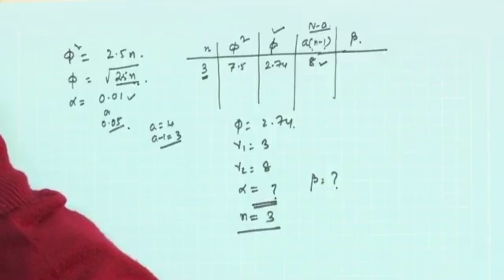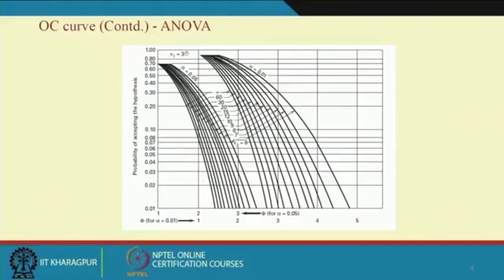You see, nu 1 is 3, so this is the curve. Then our nu 2 is 8. Let me check with alpha equal to 0.05. So, nu 2 equal to 8 means this one. And then what is the phi value? 2.74, somewhere here. So, this is 8, and 2.74 is somewhere here. What is the beta value? The beta value is coming in between this.